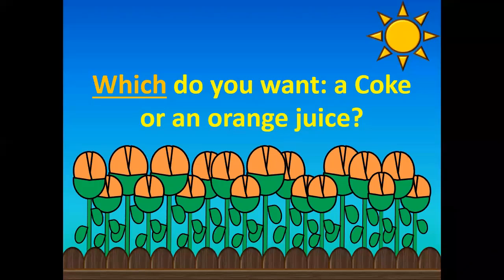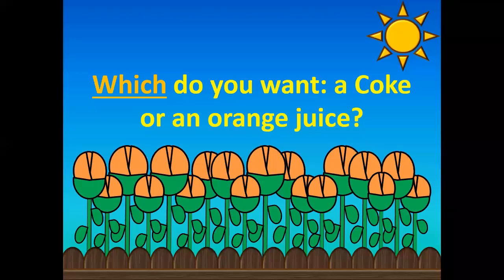Actually, let me tell you the rule. When we have a limited choice, say here we have a limited choice, a Coke or an orange juice, only two options are there. So the correct word is which, used with limited choice. When you have many things, then you would say what. What do you want? Do you understand?